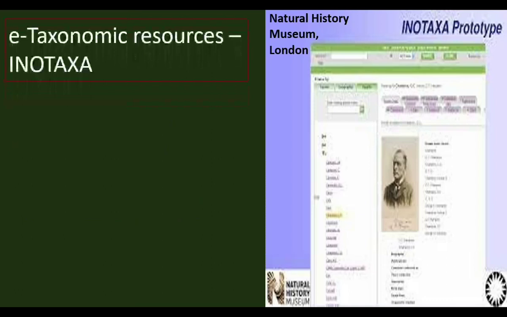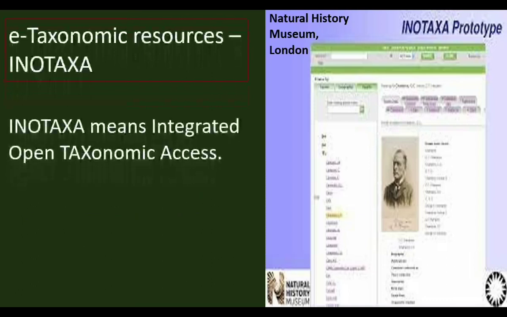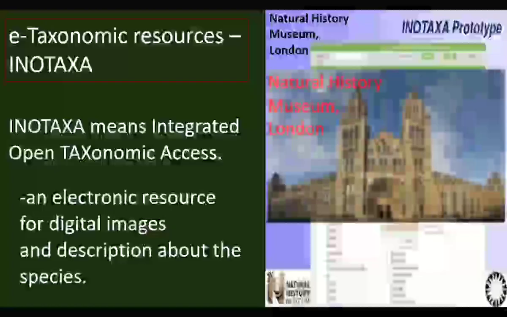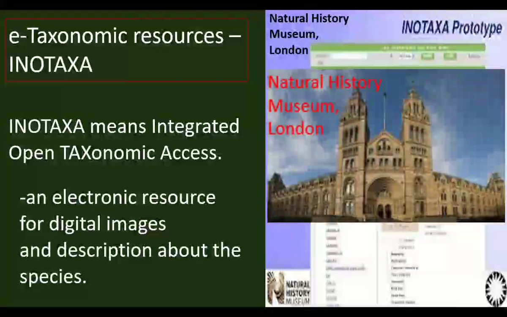Another taxonomic resource, Taxa. Taxa means integrated open taxonomic access. It is a worldwide access. It is an electronic resource for digital images and descriptions about the species. This resource will give digital images and descriptions about the species. It was developed by the Natural History Museum, London.